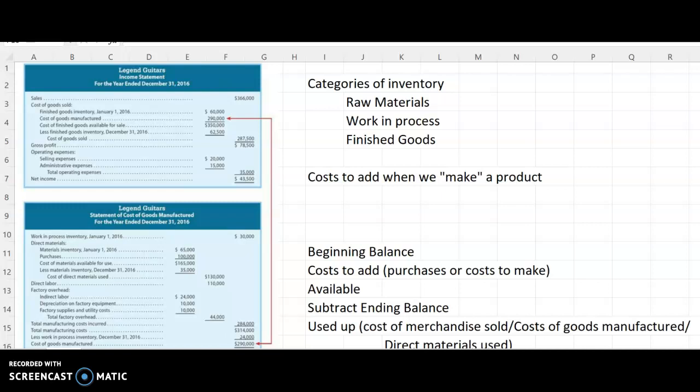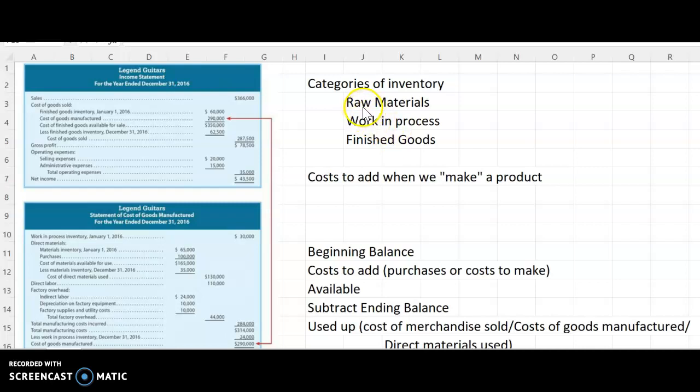Okay, so let's talk about how we prepare a statement of cost of goods manufactured. The first thing I want to tell you is that instead of buying inventory to resell, we are now making our inventory. And so now we have three categories of inventory. If you were buying and reselling, you would just have one category called inventory, or merchandise inventory, which really would be finished goods because they're finished and ready to sell. But now that we're making inventory, we're going to have three categories.